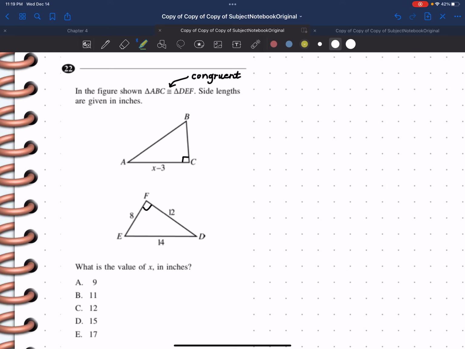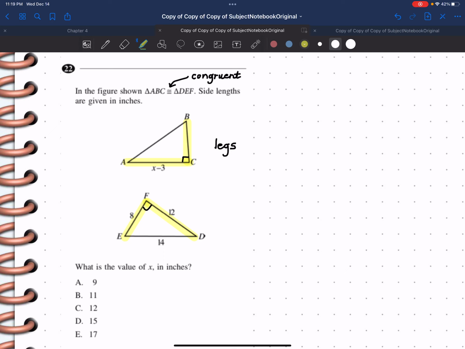So I can tell that B to C and A to C are the legs of the triangle because they're hooked to the right angle. So the same would be true here. They would have to hook on to the right angle. So those are the legs of the triangle.